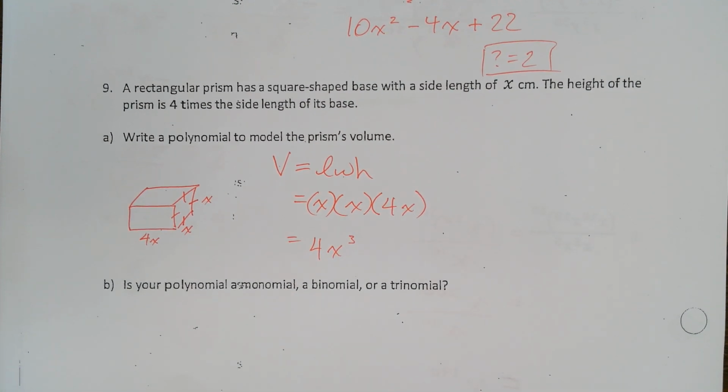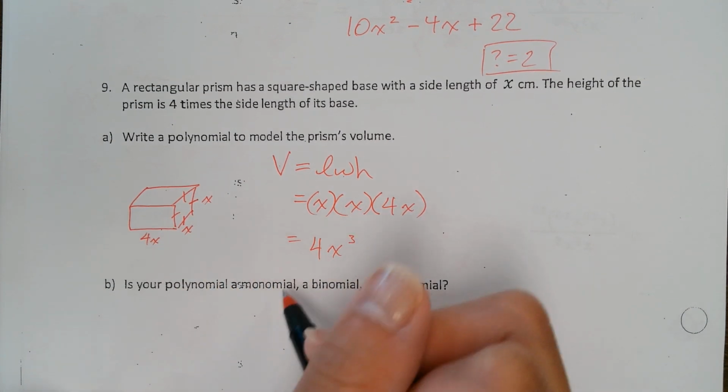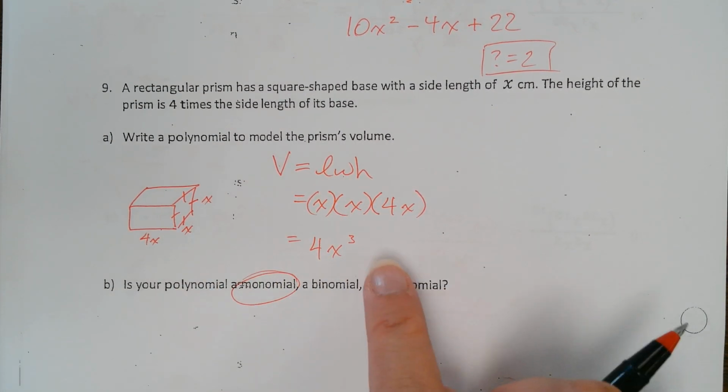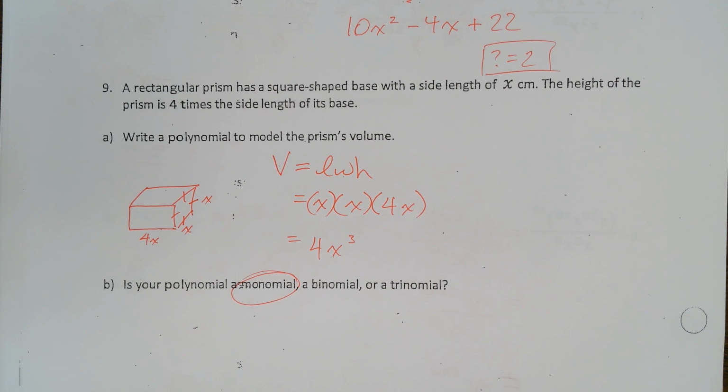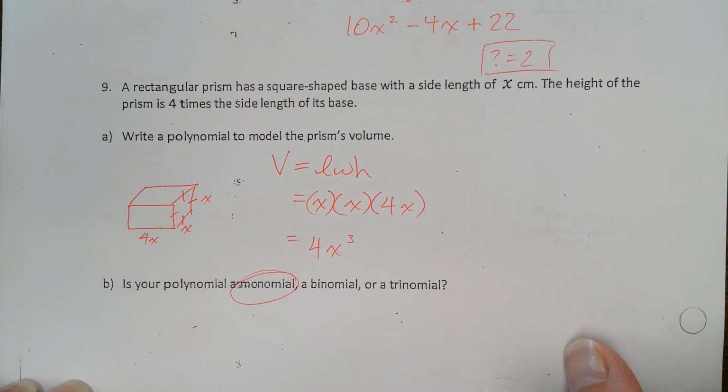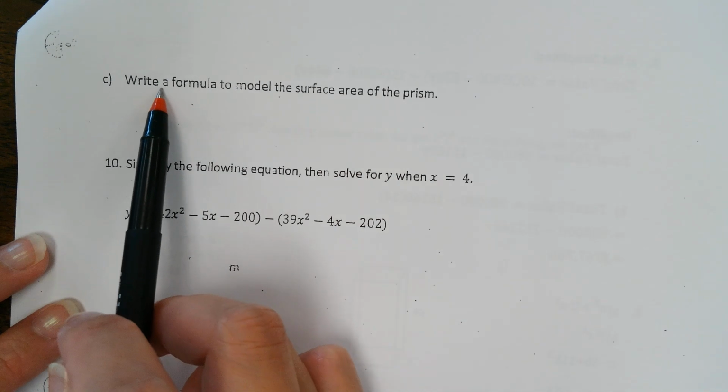Is your polynomial monomial, binomial, or trinomial? Mono, right, because there's just one term. Even though it's a cube, that doesn't mean it's a trinomial. It's the number of terms. Okay, last question. Oh, sorry, never mind.